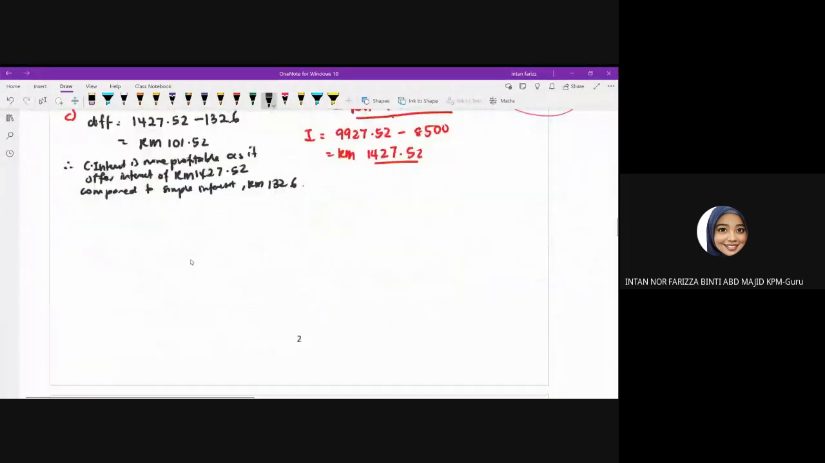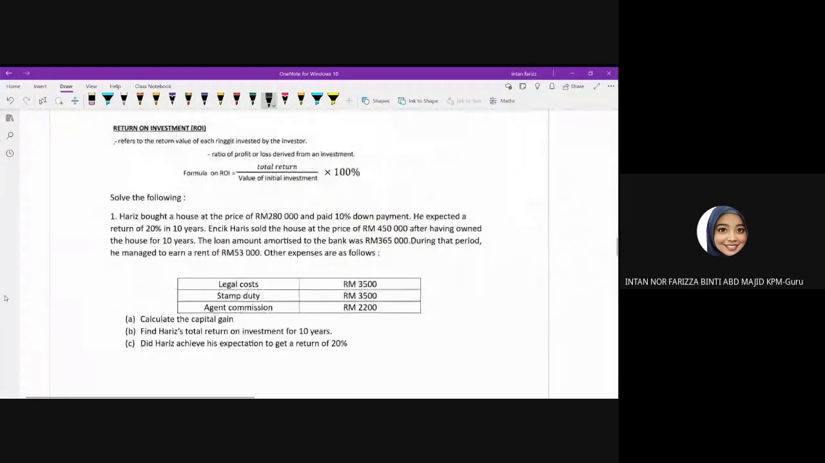Remember what the three types of investment were just now? The first one is shares, the second one is unit trust, and the third one is real property, real estate. Real estate is property. For example, you buy houses, shop houses, or a factory. All those are real estate.